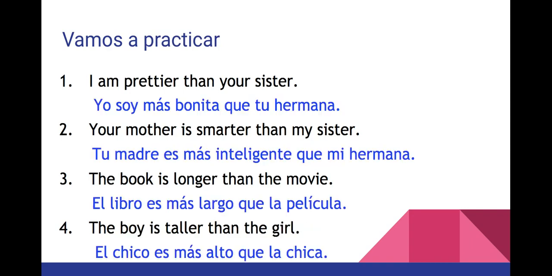So here's a couple practice sentences, and I'm going to show you the answers. So I am prettier than your sister. Yo soy, we're using the verb ser this whole chapter. So no more estar, we're only using ser. Yo soy más bonita because I'm a girl. Yo is I am female. Que tu hermana. Tu madre es más inteligente que mi hermana.